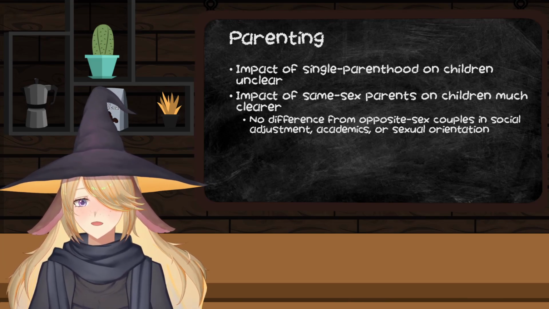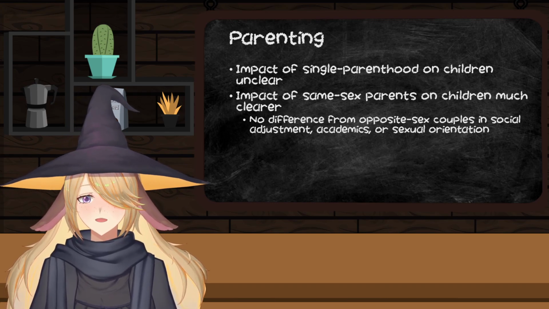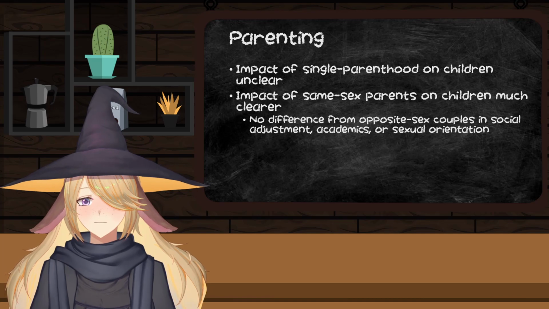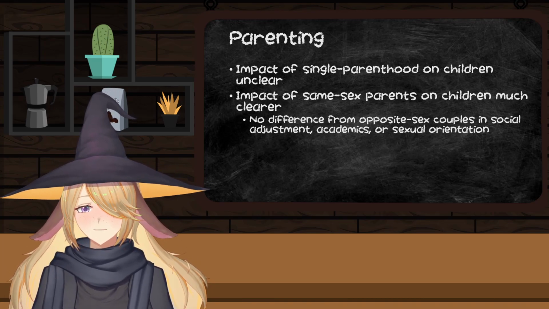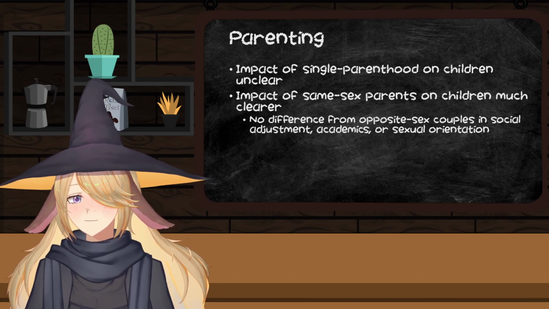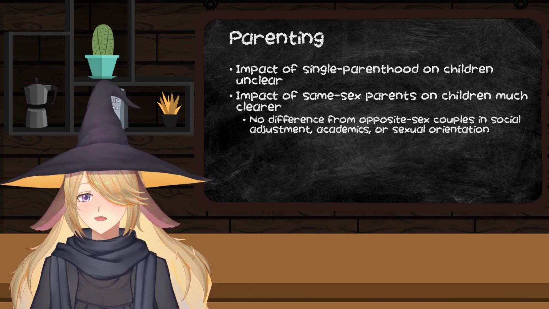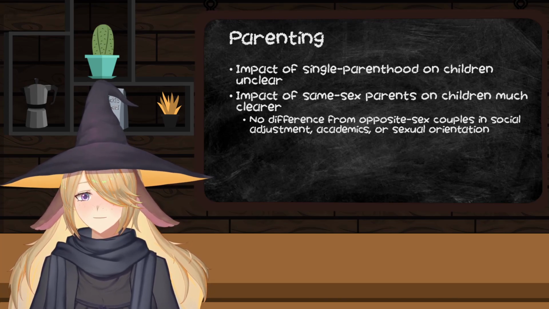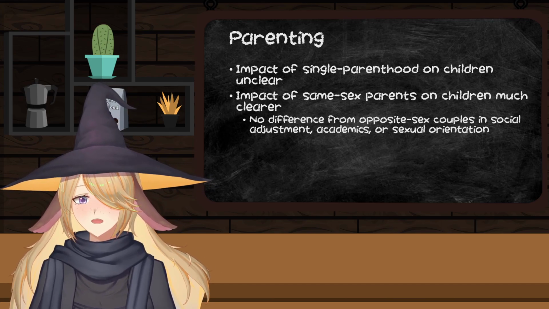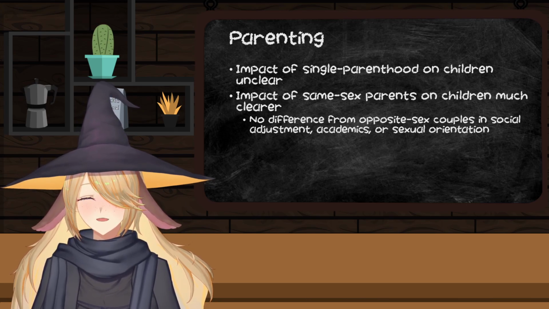No difference whatsoever. Study after study after study comes back saying that children raised by same-sex couples do not differ from children raised by opposite-sex couples in social adjustment, academics, or even sexual orientation. So kids raised by gay parents are not more likely to become gay. It doesn't happen. And provided that they have the same basic needs met, there's no difference in social outcomes overall. So am I saying that psychology is proving the instability of poverty is incredibly bad for kids? Yes.